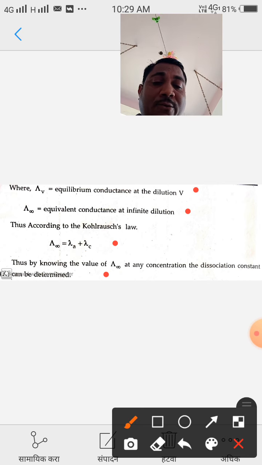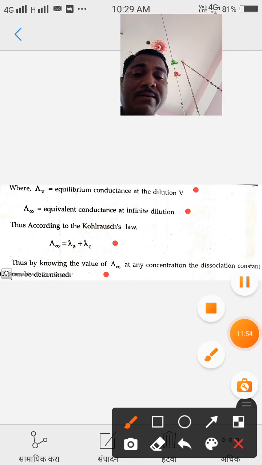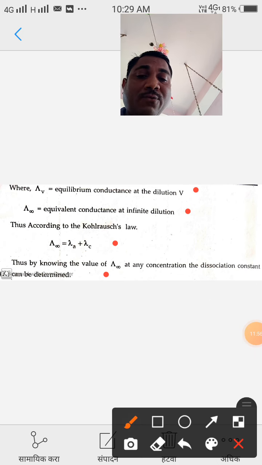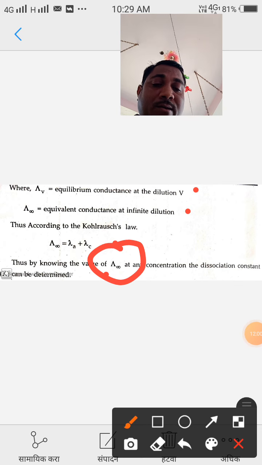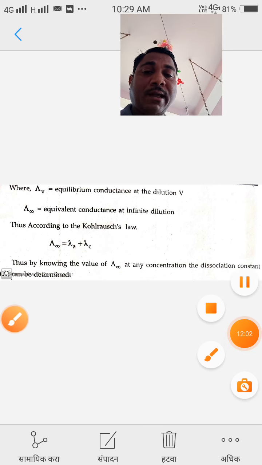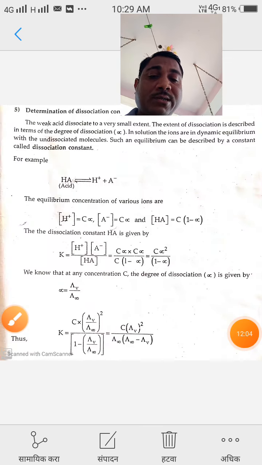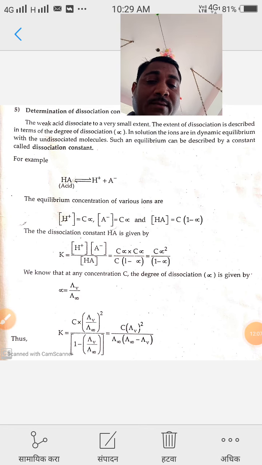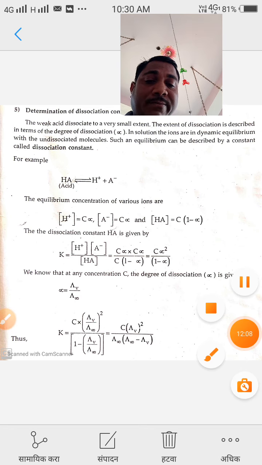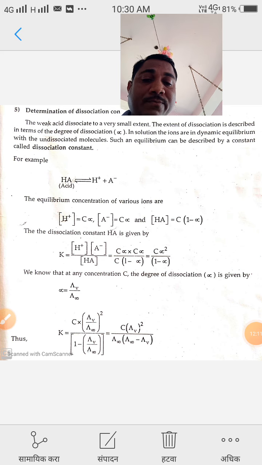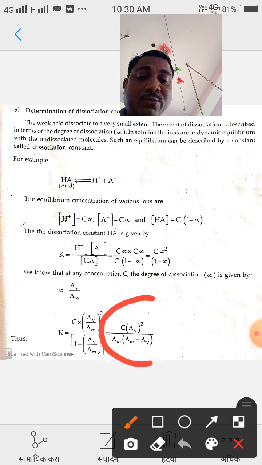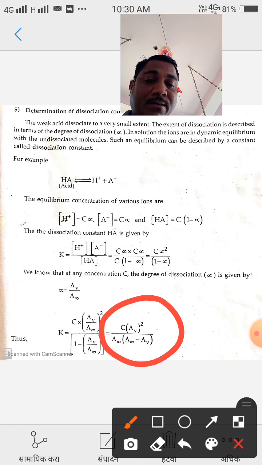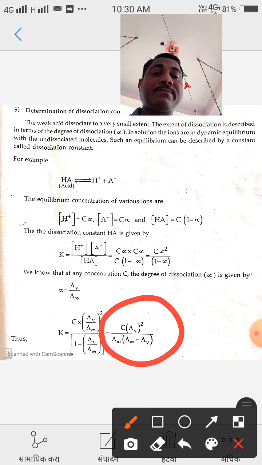If we know the value of lambda infinity, we can calculate the dissociation constant of the acid by substituting this value in the dissociation constant formula.